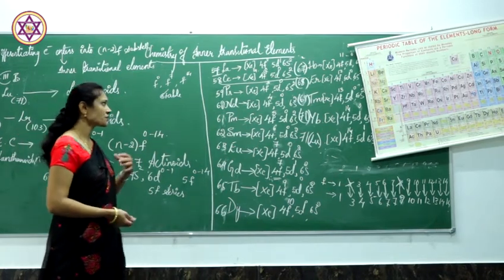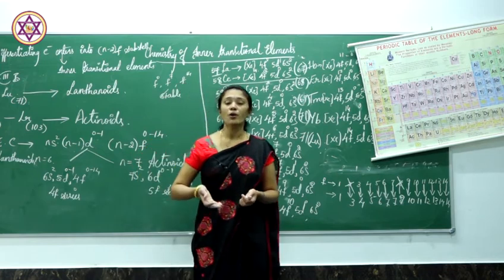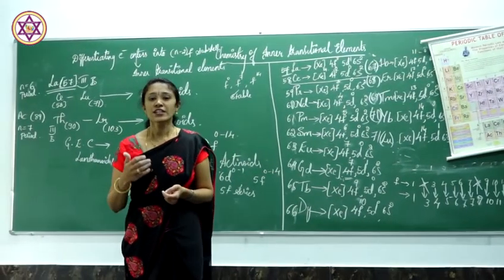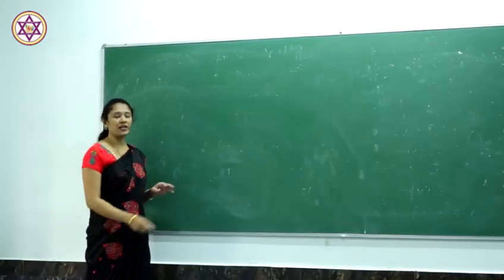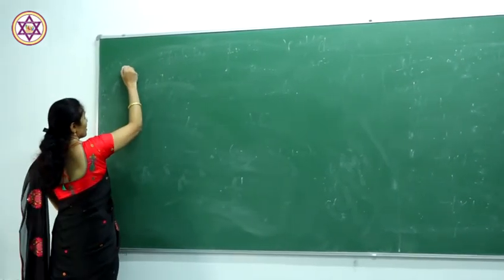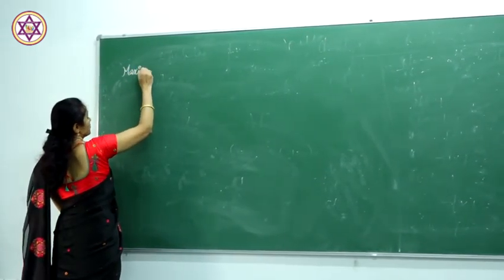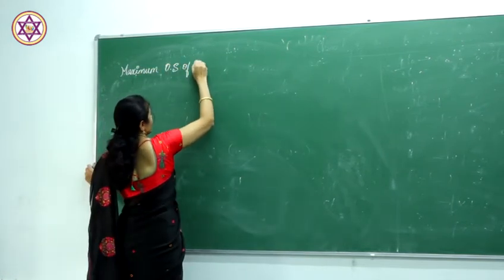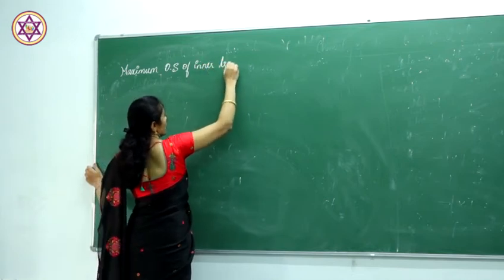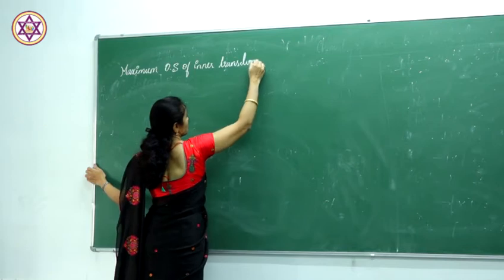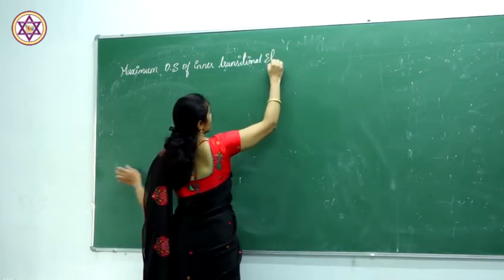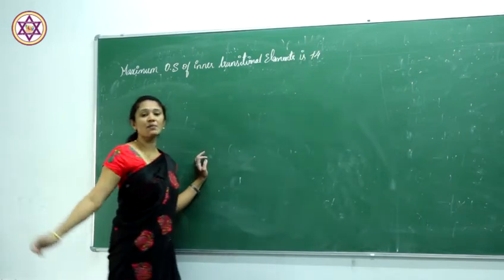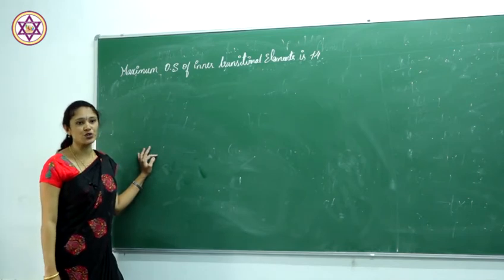So now, next, you will know about the oxidation state. What is the oxidation state in inner transitional elements? The maximum oxidation state of inner transitional elements is +4. +4 is the maximum oxidation state of inner transitional elements.